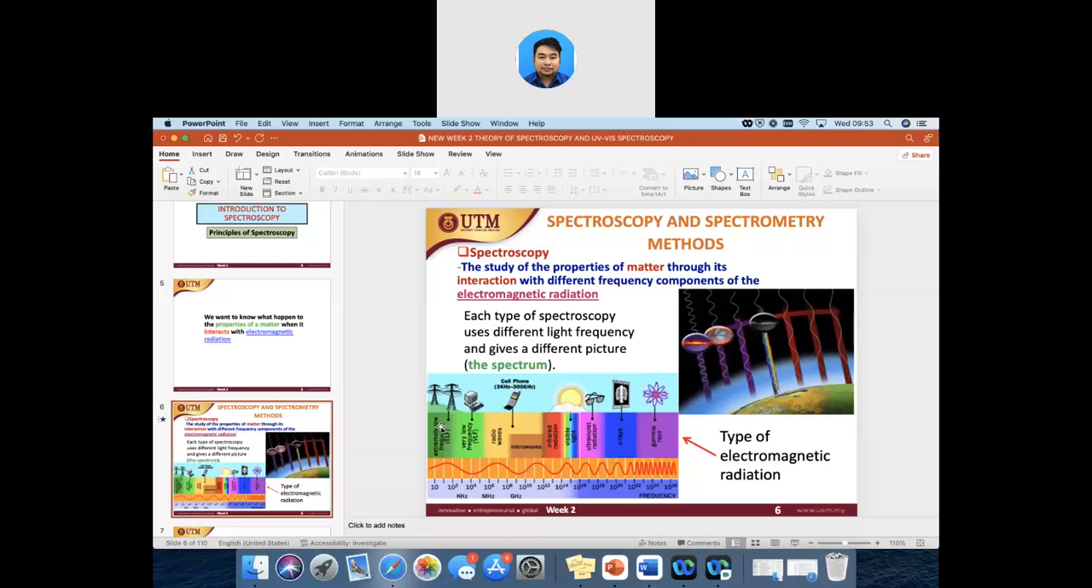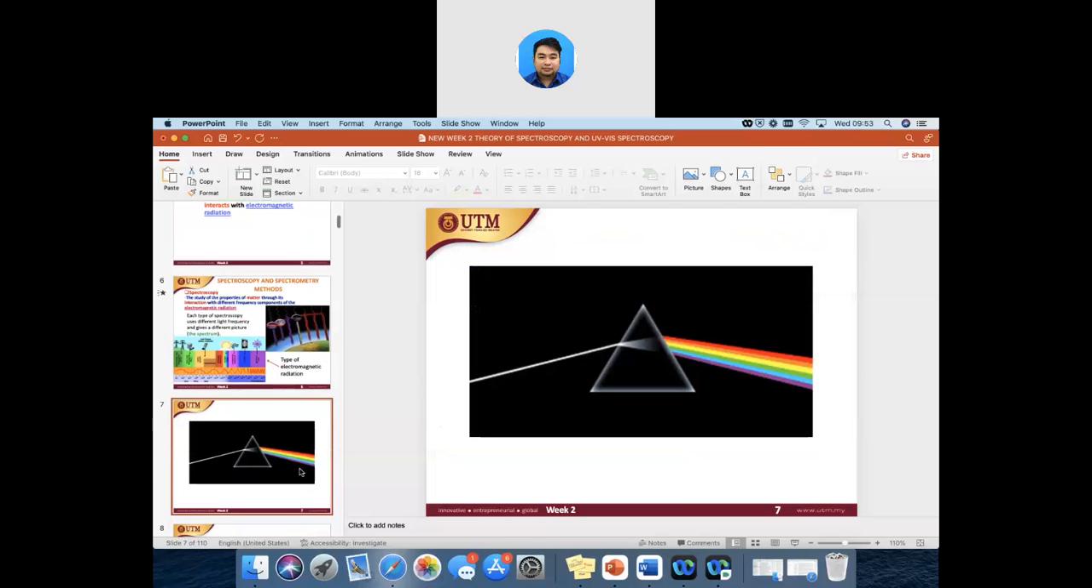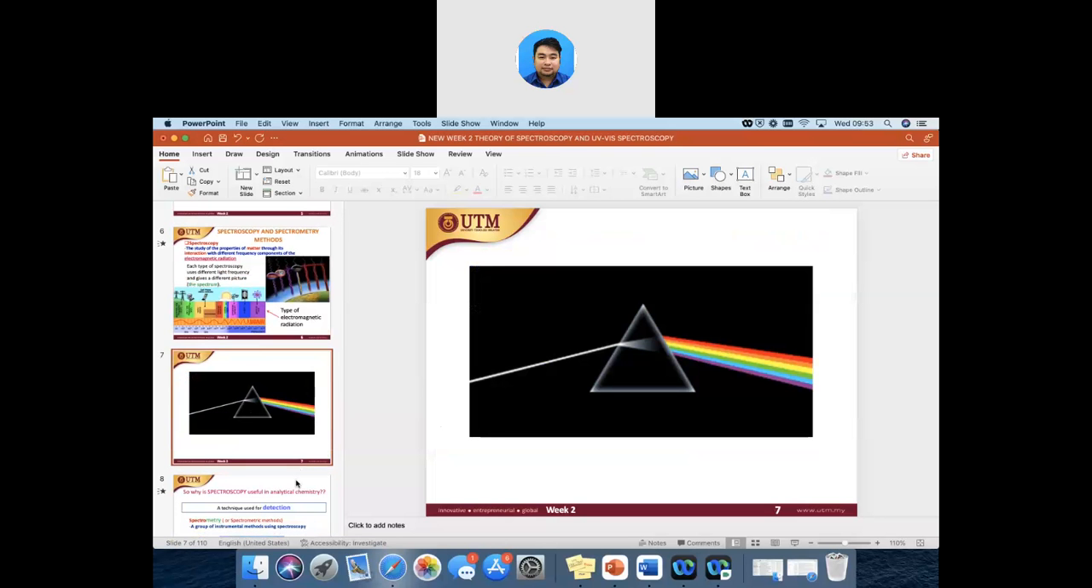Okay, dia nak absorb ke, dia nak emit ke. So, benda-benda tu we will look at after. What kind of interactions are we talking about? Okay? Alright. So, remember, the definition of spectroscopy is the interaction of matter with electromagnetic radiation. Okay? Alright. So this is an example lah, of light going through a prism, and it gives a different color of light which have a different wavelength.